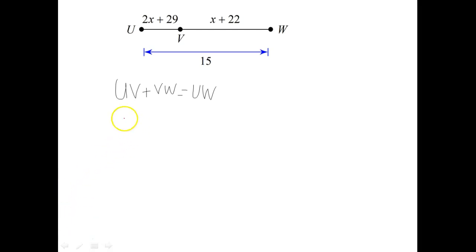All right, so again, our good sense, right? From here to here, UV, plus from here to here, VW, equals all of that, UW, okay? Again, that's why I say it's our good sense. We know two pieces of anything will add to equal the whole, right? All right, so UV is 2x plus 9 plus 29.